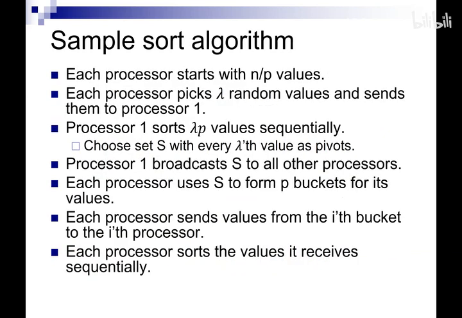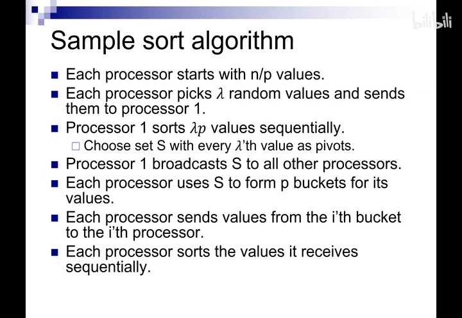So let me just show you all the details of this algorithm. Initially we have n values, and they're just distributed in some arbitrary order on the processors. Each processor has n divided by p arbitrary values. And now we want to pick lambda p random elements in total. So therefore, we have each processor pick lambda random values. And let's say that they all send this to processor 1.